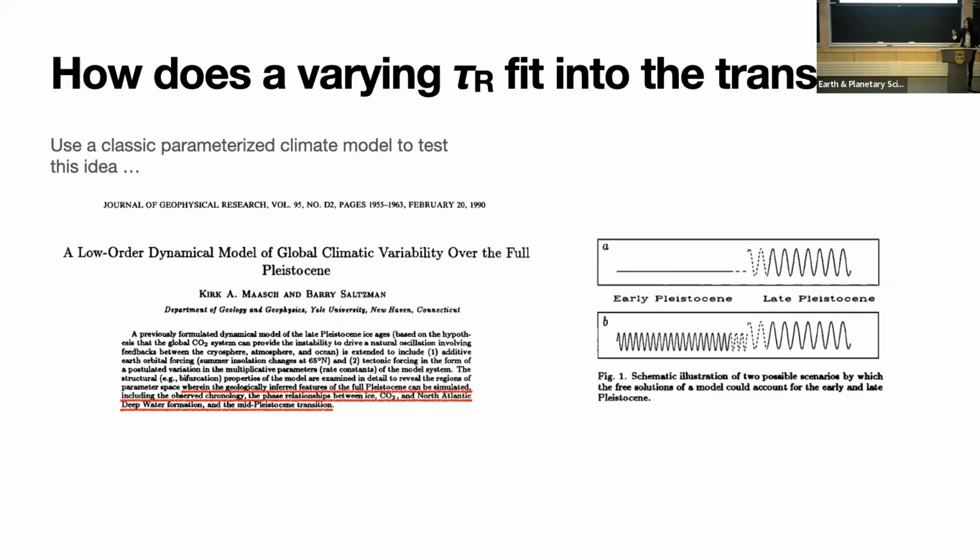And so how does varying this timescale of relaxation actually fit into the story of the transition? So I'm not a climate scientist, and so I don't have a coupled ice sheet model to use. And so I turned to a very classic study by Marsh and Saltzman, and the two developed a highly parameterized climate model that tries to emulate all the feedbacks within the cryosphere, the atmosphere, and the ocean. And they postulated that the early and the late Pleistocene just represent two distinct solutions in this dynamical model that they have.